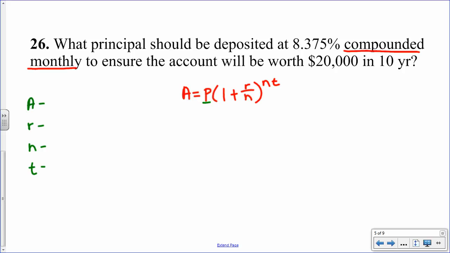So what's my final amount? 1,000. What's my rate as a percent, or I'm sorry, as a decimal? Good, 0.08375. What's my N? How many times will it compound per year? 12, monthly, so 12. And for how many years? 10. Okay.